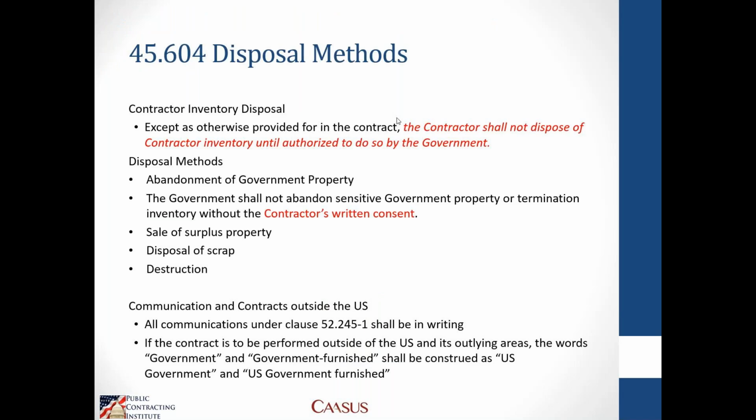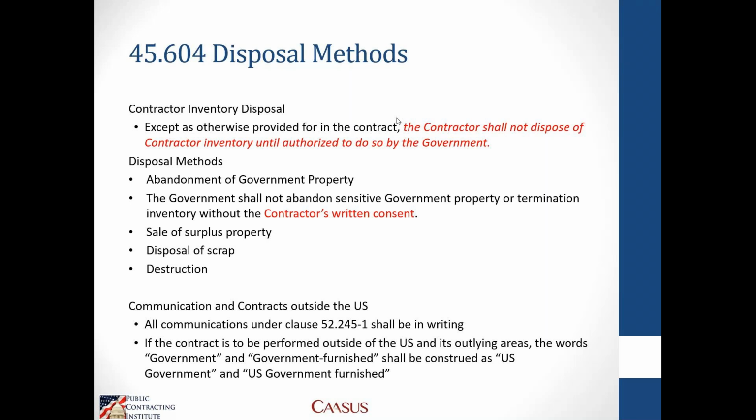And so there's different ways that the government will provide direction on how to dispose of property that is in the contractor's possession. It's important to note, though, that contractors cannot dispose of any government property in their possession unless they're provided specific, definitive, written instruction by the contracting officer, not just the property administrator, providing authorization for you to go ahead and dispose of that property that is in your possession. And there's different methods that you can use.